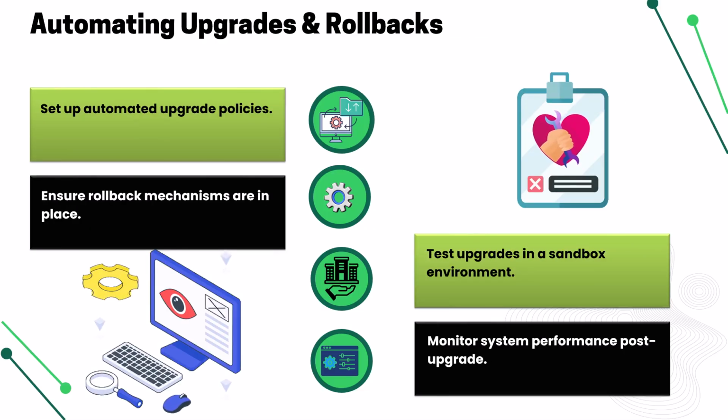Automation is our best friend. First, we set rules for upgrading versions so we don't have to babysit them. Then we make sure we have rollback plans because, let's be real, things break. We test everything in a safe sandbox before letting it loose in production. And finally, we watch the system's health post-upgrade. Because just like humans, systems can get cranky after big changes.